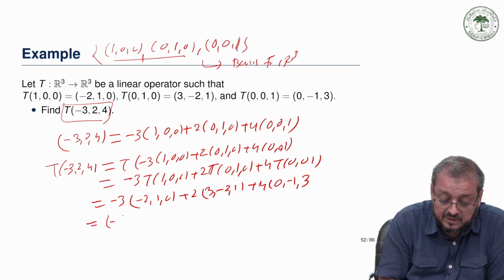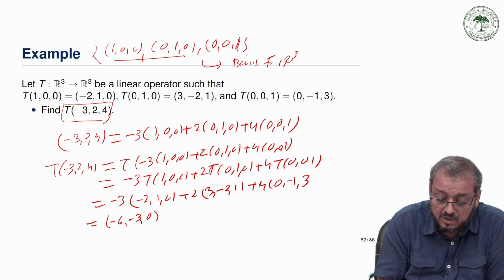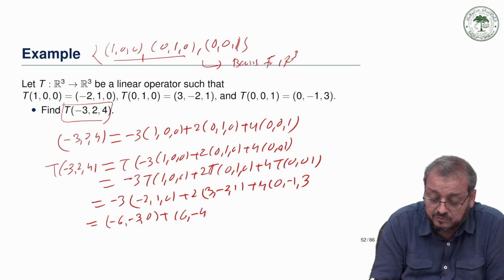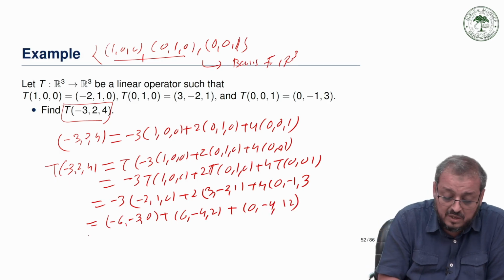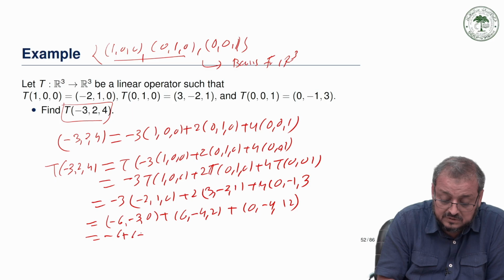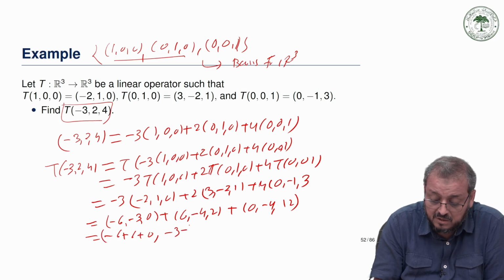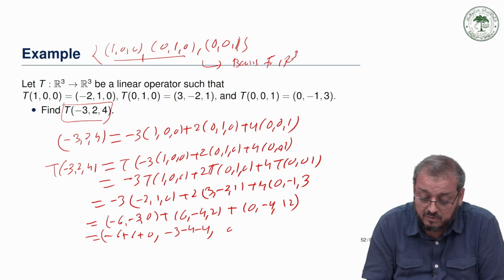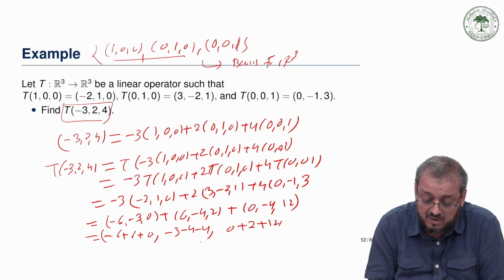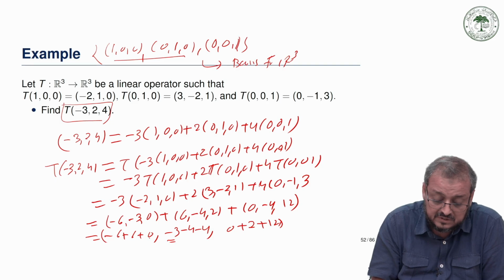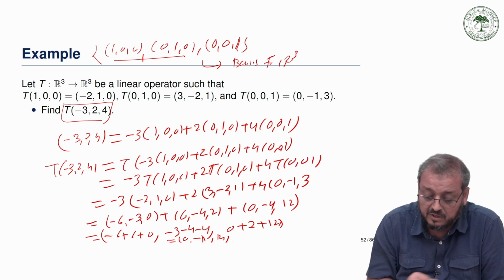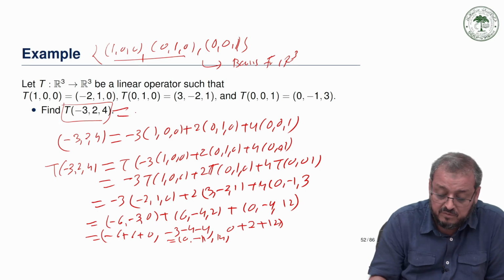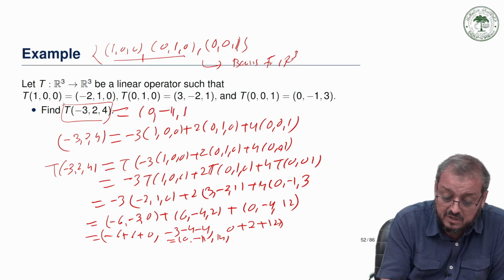This can be written as (6, -3, 0) plus (6, -4, 2) plus (0, -4, 12). Adding, we get 6 plus 6 plus 0, which is 12, then -3 minus 4 minus 4, which is -11, then 0 plus 2 plus 12, which is 14. So the value is (12, -11, 14).